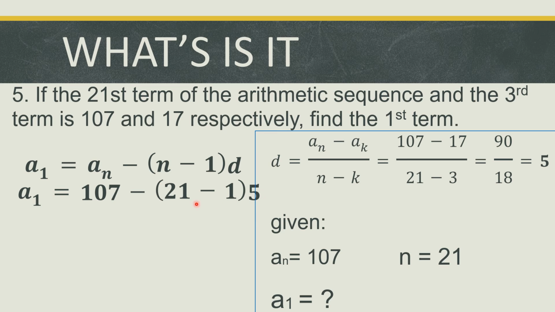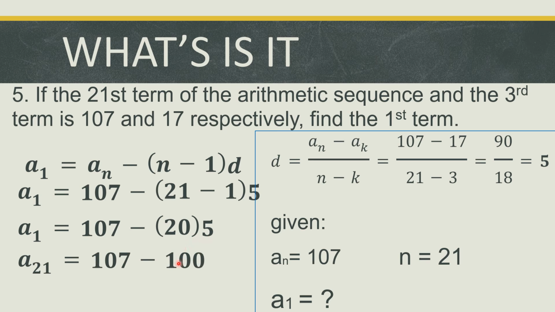So by simplifying 21 minus 1, that is equal to 20. And since we have here a parenthesis, it means this is multiplication. So 20 times 5, that is equal to 100. And 107 minus 100, that is equal to 7. So it means the first term of our sequence is 7.